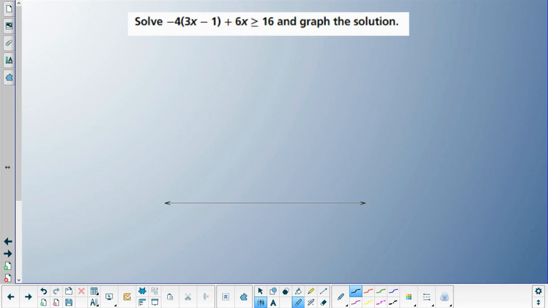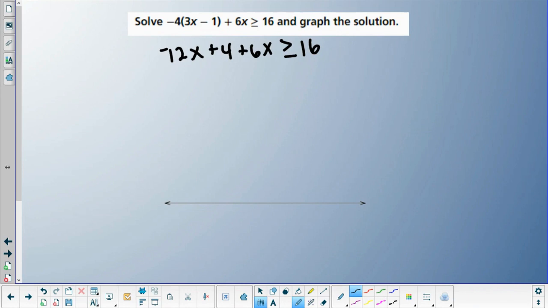just watching out for that inequality symbol. So the first thing I'm going to do is distribute my negative 4 to everything inside of the parentheses. So negative 4 times 3x is negative 12x. Negative 4 times negative 1 gives me positive 4. And then my 6x was not a part of that, so it just comes down right underneath. And then we have is greater than or equal to 16.